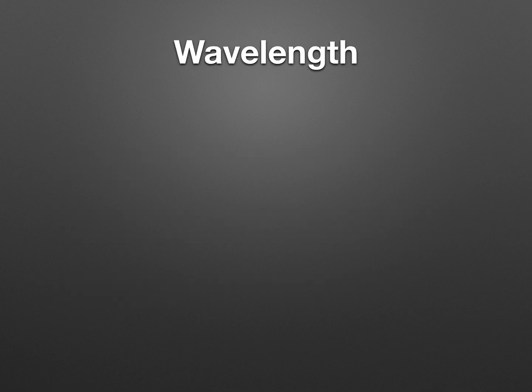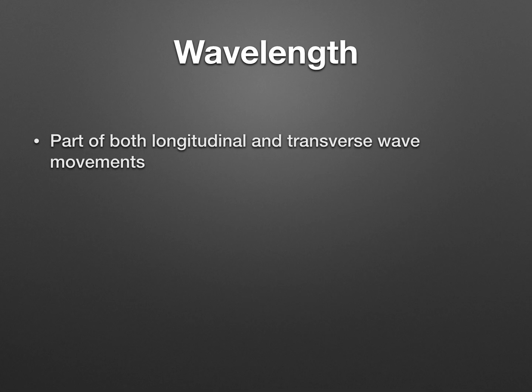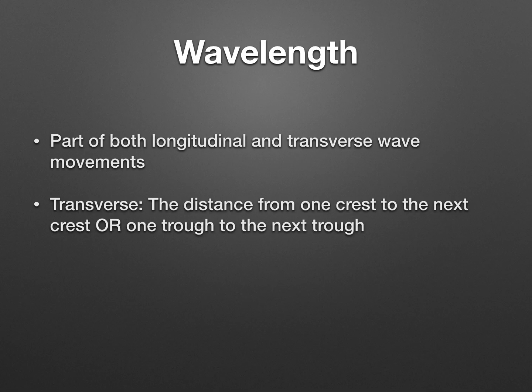The next thing that's shared in both wave movements is known as a wavelength. In a transverse wave, you'd measure it by finding the distance from one crest to the very next crest, or one trough to the very next trough. We'll talk about more of that in class, so it'll make a little bit more sense to you.